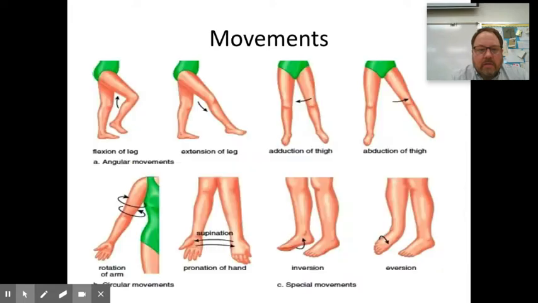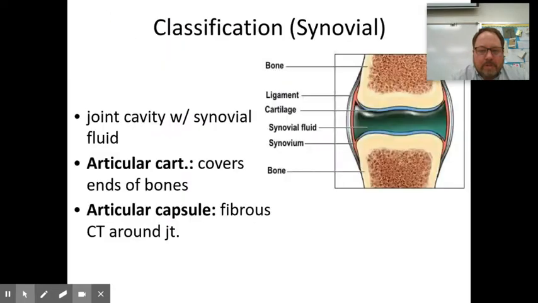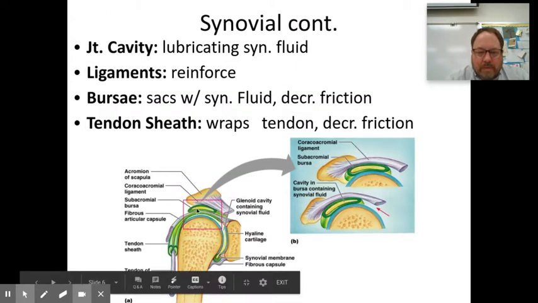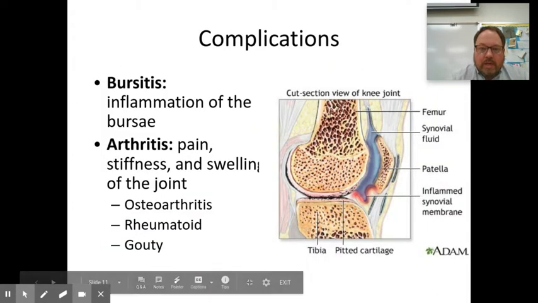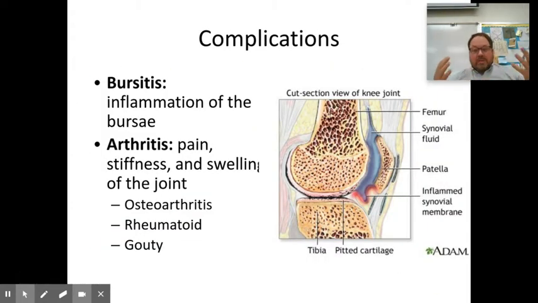Remember bursae? Those are the little sacs between bones and tendons to help decrease friction. Well, sometimes people can bang those up and get bursitis or inflammation. Again, that can be painful to move the joint. And then arthritis. Arthr means joint, itis means inflammation of. So arthritis is something that virtually everybody that lives long enough experiences to some degree or another.